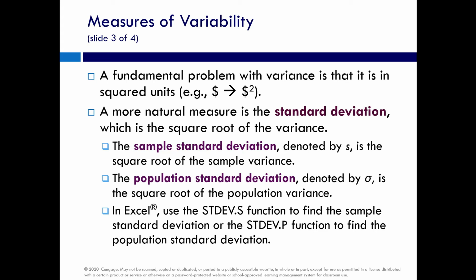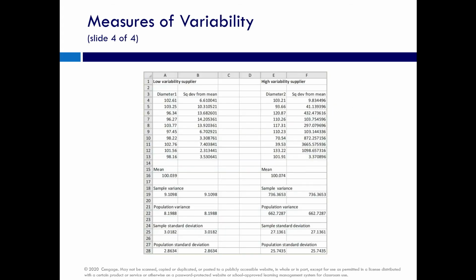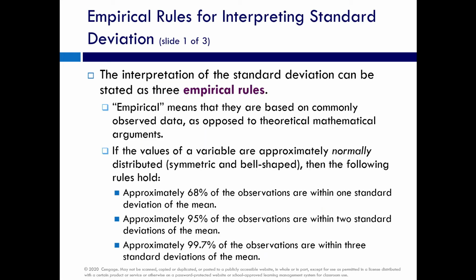In Excel, use the STDEV.S function to find the sample standard deviation, or the STDEV.P function to find the population standard deviation. Over here, you can see the difference between the standard deviations, the population versus a sample, down at the bottom. You can have the sample variance and population variance. It just depends on what we're doing. The reason you want to measure that is so you can understand if it's only a sample. If it's all the data, it's actually more accurate.